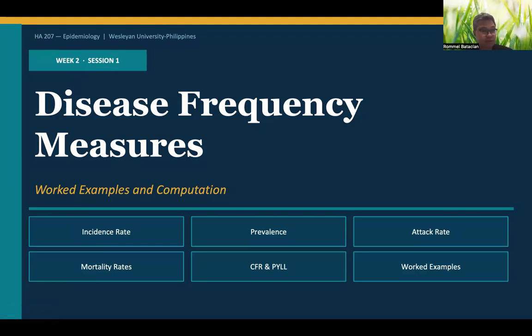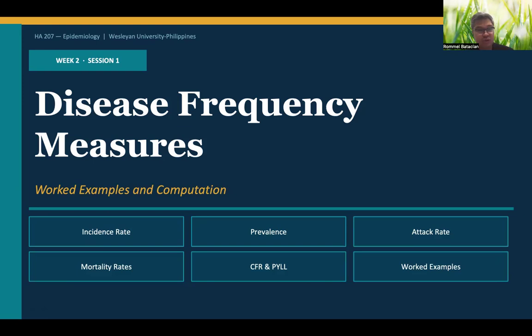So now we're in our second week of our sessions. Last week we started with the basics. We talked about what epidemiology is, the history, and how it applies to hospital administration. We also discussed descriptive and analytical epidemiology, and the different types of study designs and how it is measured. So we'll go into deeper detail on the different measurements for these next two sessions.